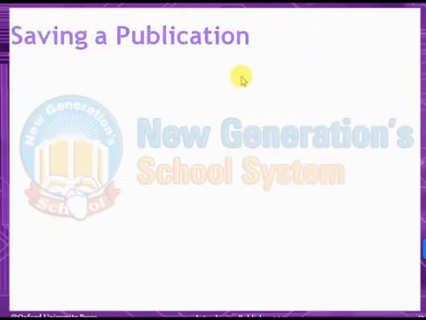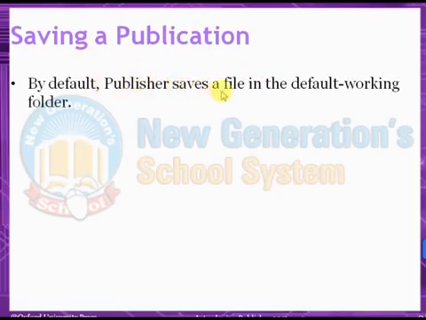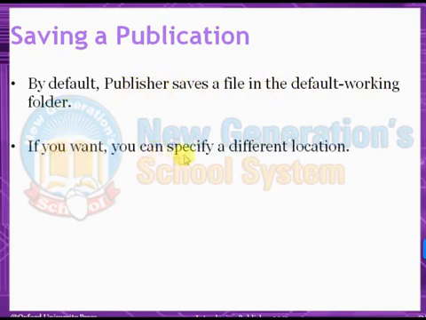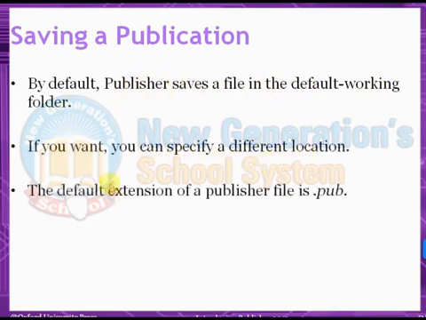Saving a publication. How can we save this publication? We have created this, we have put the text in it, we put business information, everything in it. How can we save a publication? By default, Publisher saves a file in a default working folder, and if you want, you can specify a different location. The default extension of a Publisher file is .pub.